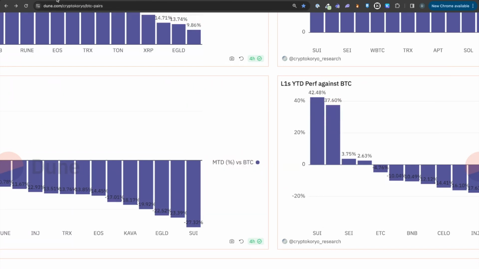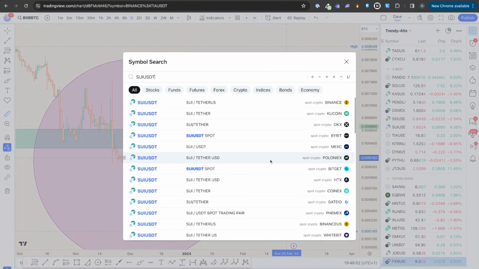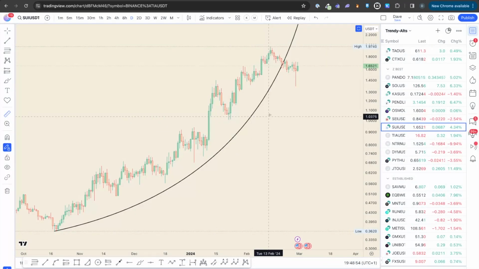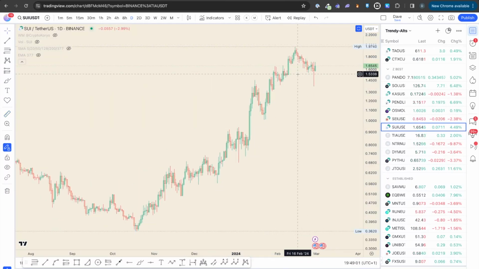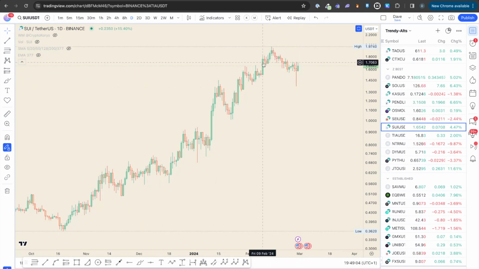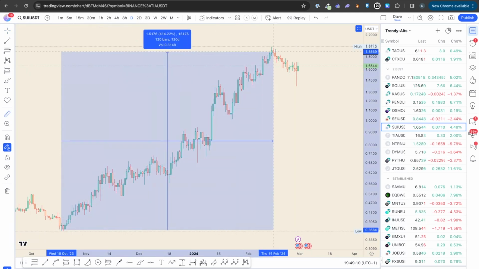So Sui in USD terms is not that bad, right? In USD terms, when you look at that chart, I mean, the parabolic move has broken, but it has been a really healthy consolidation in USD terms, and you can see how strongly Sui, like, I mean, this is a huge performance, right? 5x in a few months.